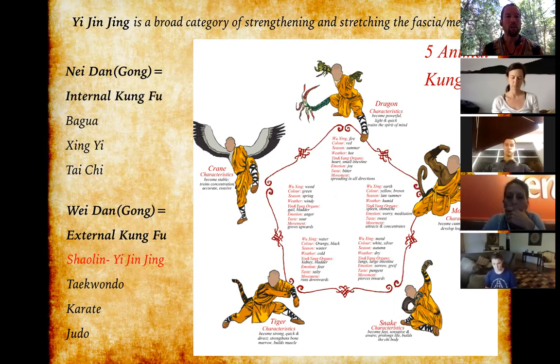So when we talk about Qigong, we have Neidan or Neigong, which is the internal cultivation or internal Kung Fu. And the three primary arts that have really been worked through the last 1,000 years are Tai Chi, which is like the sister of Qigong, Xing Yi, and Bagua.